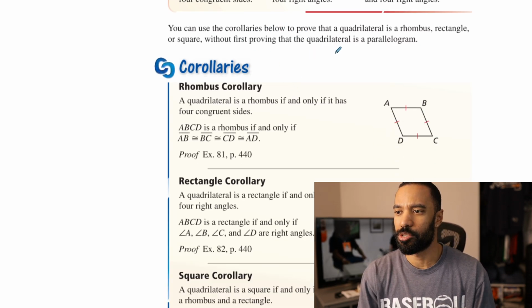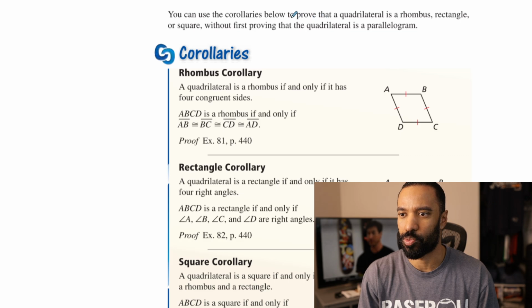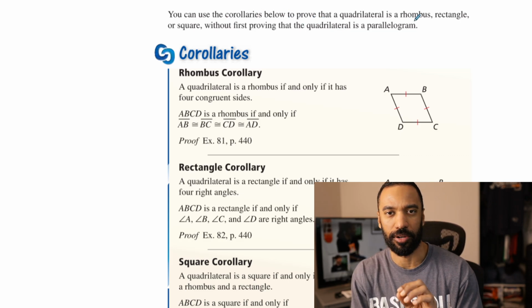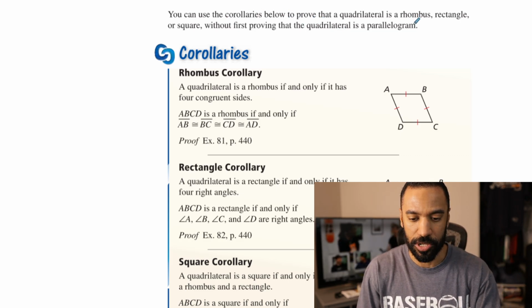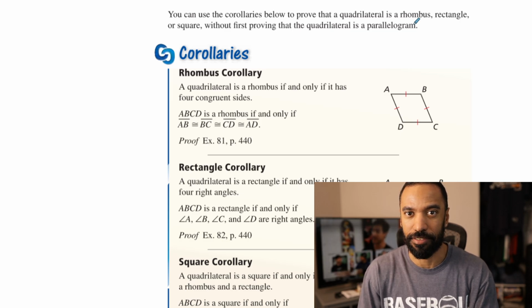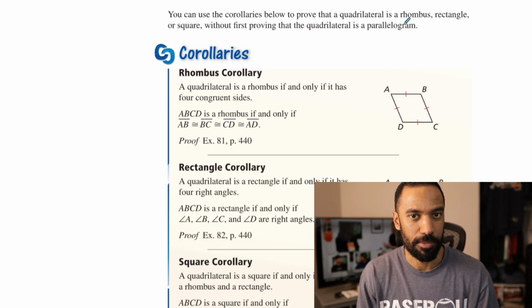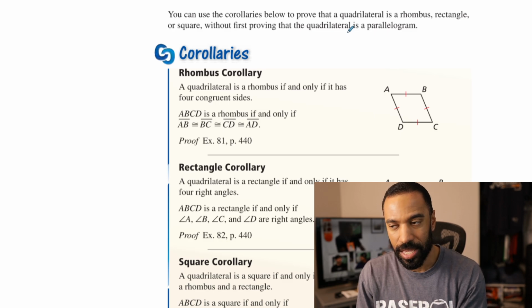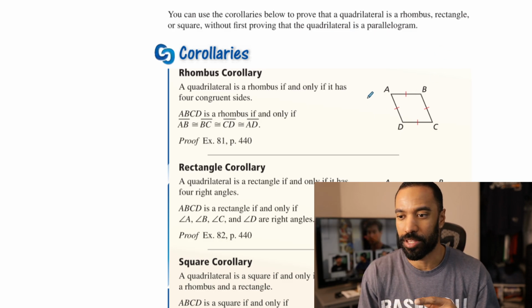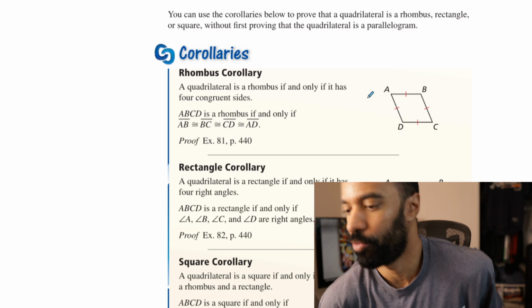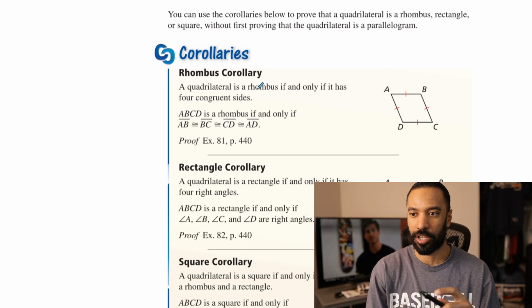You can use the corollaries below to prove that a quadrilateral is a rhombus, rectangle, or square without first proving it's a parallelogram. So, as much as we just mentioned that they are parallelograms as far as defining them, and trust me, knowing that's important, those things do not need to be known in order for this stuff to be true. And in fact, there are proofs. Either we're going to prove it or the examples later are going to prove it.